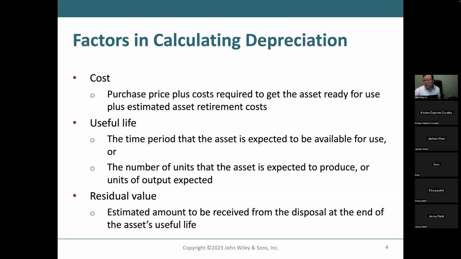And then you should know how many years between the initial value and the end value. How many years? That's called the useful life. So in order to properly calculate depreciation, you need at least to know these three: cost, residual value, and the number of years of useful life.